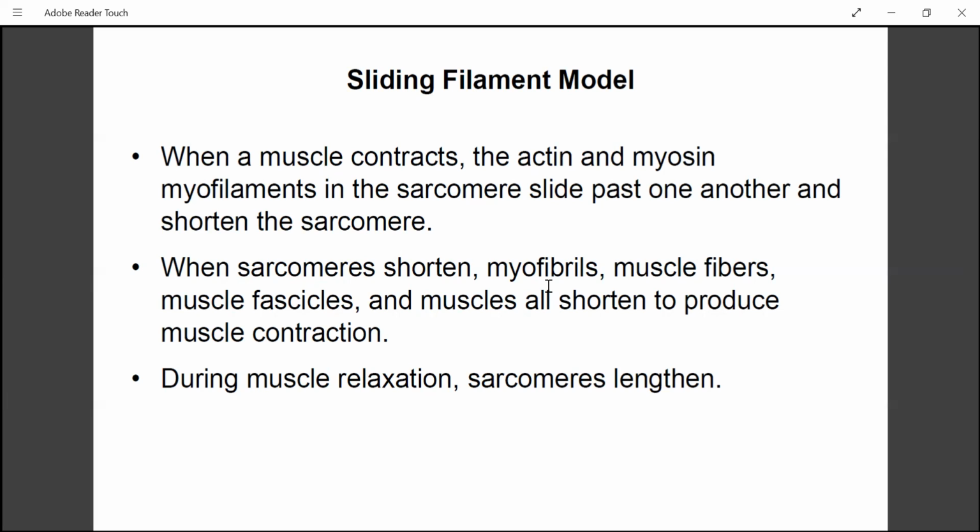So this happens all the way at the microscopic level, but when it happens all at once and together, our entire muscle ends up shortening and contracting. Once our muscle actually relaxes, then our sarcomeres will return to their resting length.